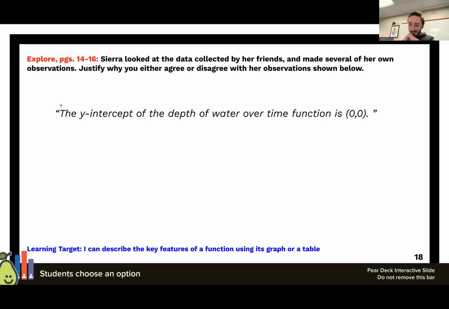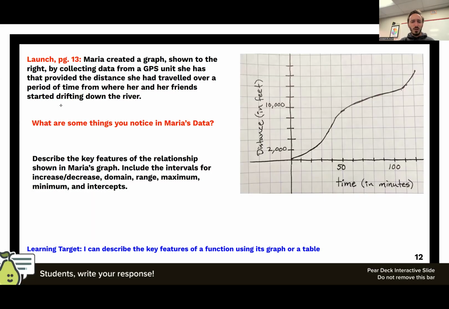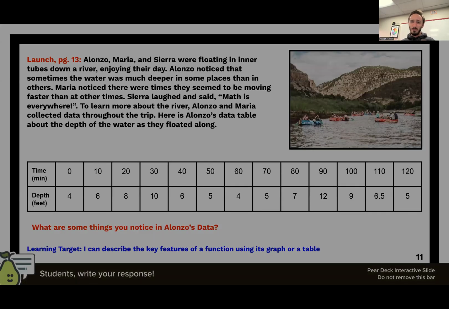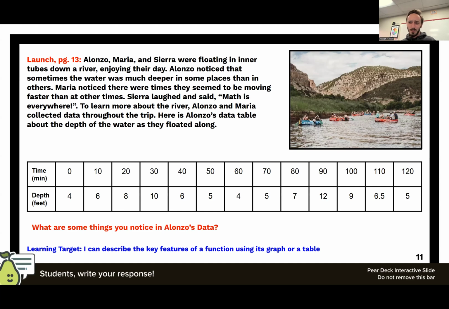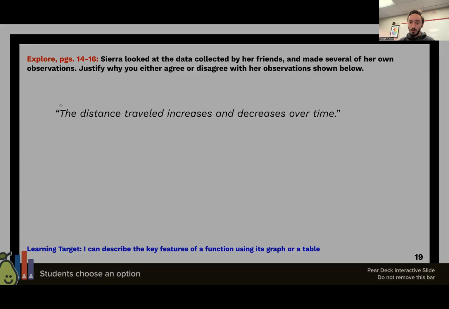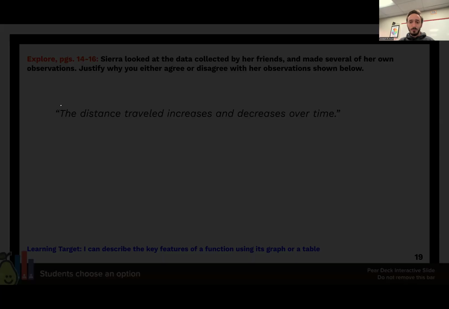For the sixth one, the y-intercept of the depth of water over time function is 0, 0. So if I think about depth versus time, that goes back to like our very first table. What I'll notice there at the very beginning is that the moment they start the trip, they're not at a depth of 0 feet. They couldn't be floating there, right? They'd be kind of stuck on land. So I disagree with that particular question. I'd say that the y-intercept there is more like 0, 4 instead of 0, 0.